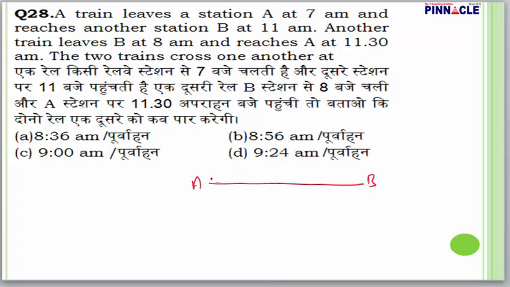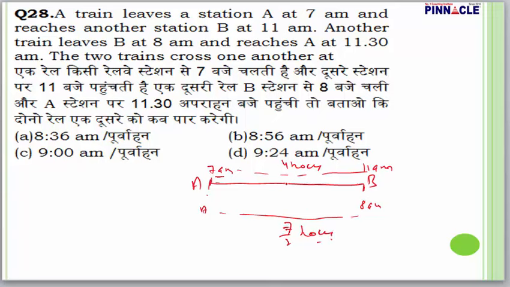Now if we see, here 7 a.m. this train starts and reaches at 11 a.m. In 4 hours this train reaches B. On the other hand, the second train starts at 8 a.m. and reaches this point in 3.5 hours, 7 by 2 hours. This train is taking less time, it means speed is more. 4 and 7 by 2.